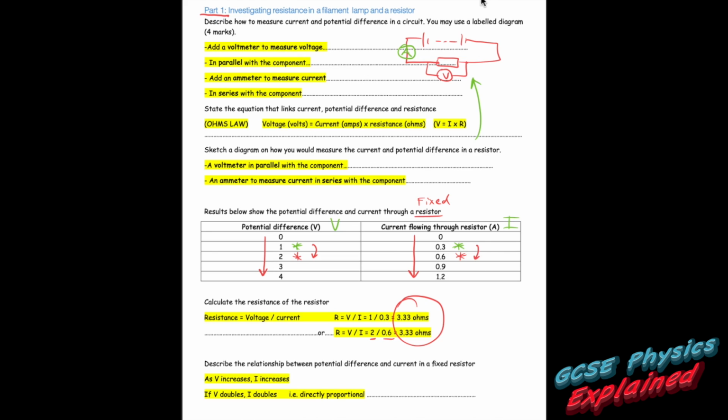Let's try that again. What if we doubled it from 2 volts to 4 volts. It should also double from the 0.6 amps to 1.2 amps, and it does. So that's how to tell if something's directly proportional.